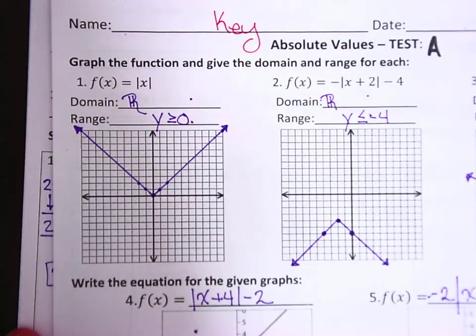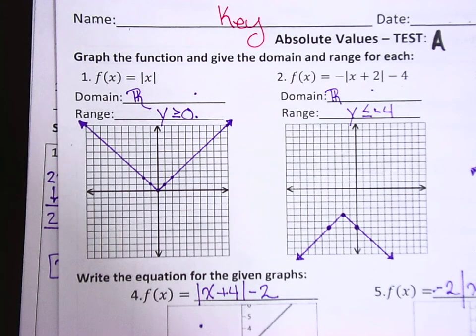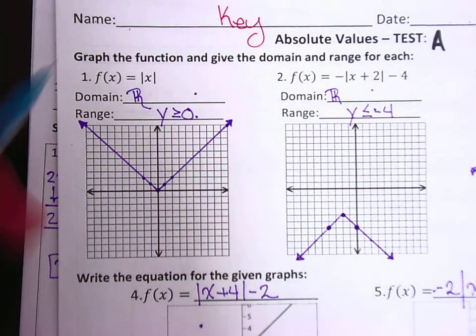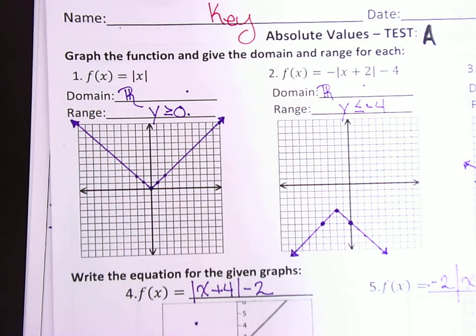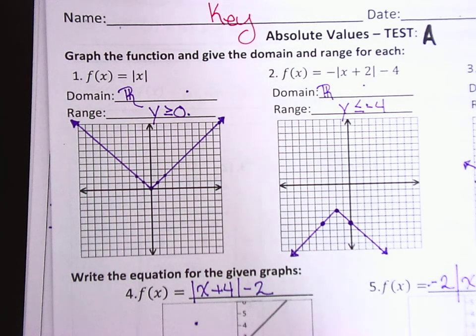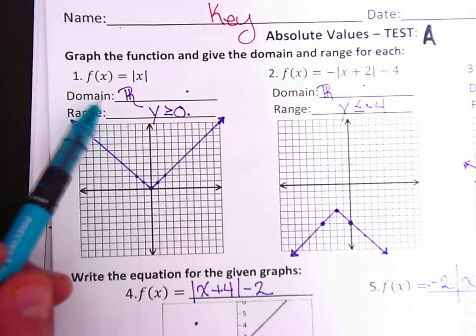Alright, so here we go. Graph the function and give the domain and range for each. So we're given the function f of x equals the absolute value of x. This is our basic absolute value graph, which you could actually use to help you with numbers 6, 7, and 8 coming up. So the domain would be all real numbers.